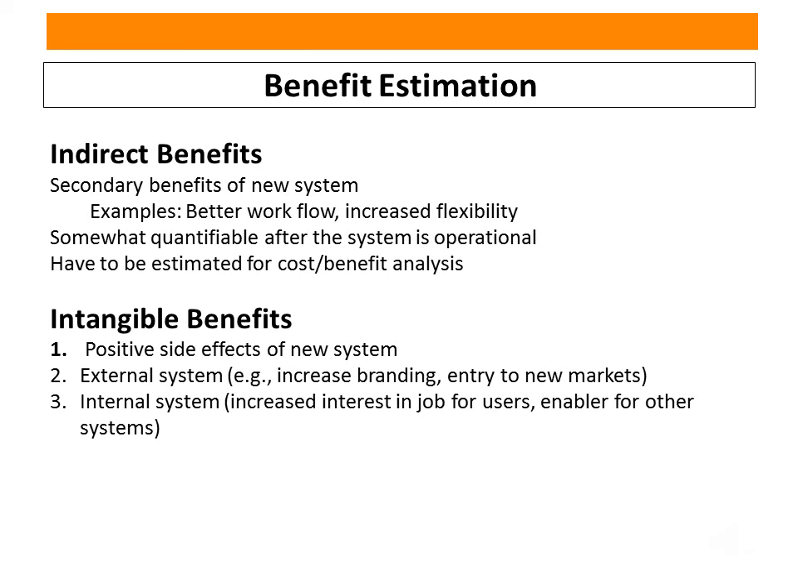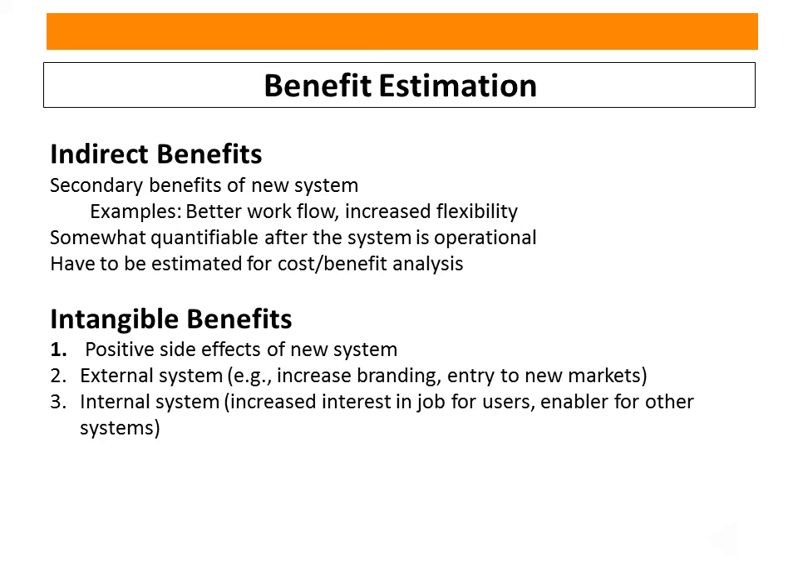So the next one is indirect benefits. Why indirect benefits? Because these are not direct. These are the secondary types of benefits of a new system, in which we have to increase the flexibility, quality, reliability and all the factors which are related to your software, and a better workflow environment, better infrastructure, quantifiable after the system is operational, and which has to be estimated. Why? Because of the cost and benefit analysis.